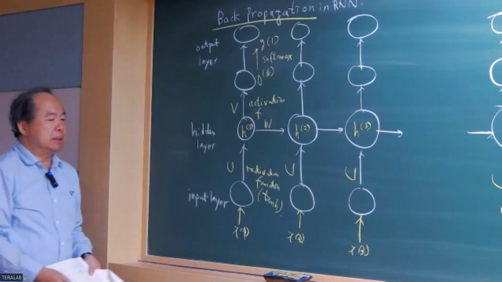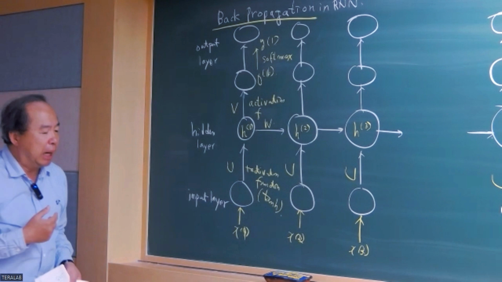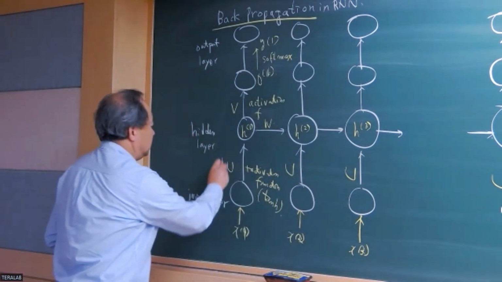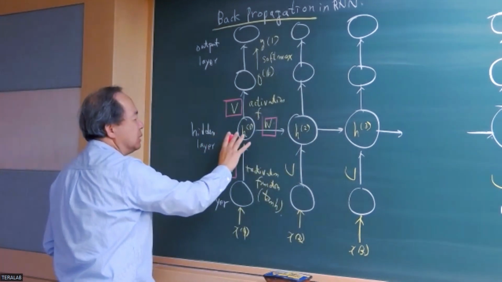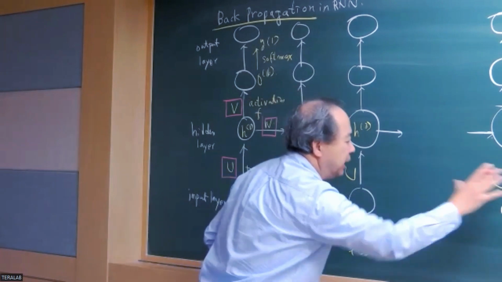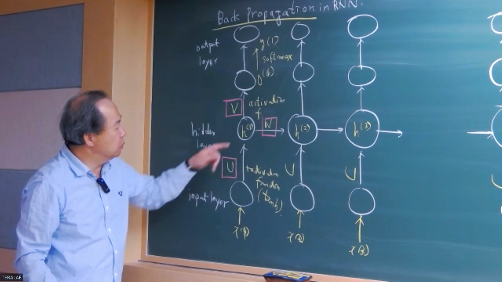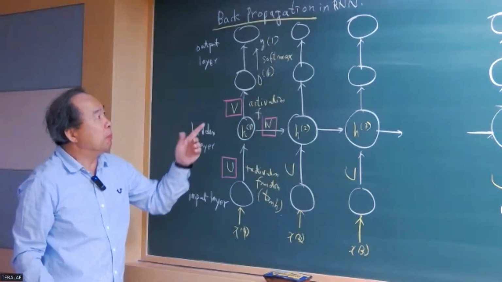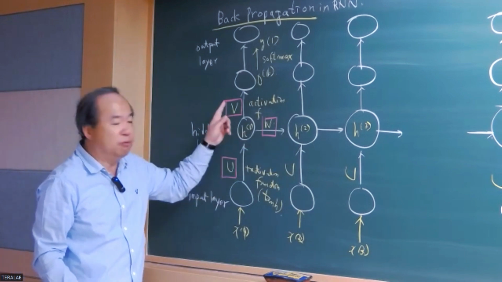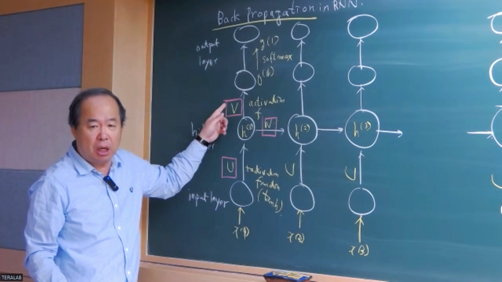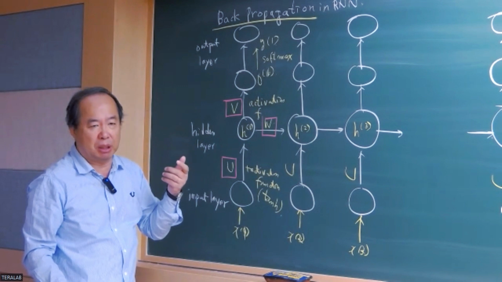So what this means is that during the training process, our goal is to determine the U, W, V matrices, because these matrices will be used repeatedly again and again. There are millions of elements in the matrices U, W, V. And during the back propagation, what we are going to do is update the U, W, V matrices until they reach the optimal point. Optimal point means the derivative of the loss function becomes 0.